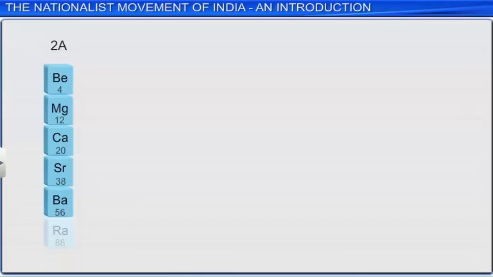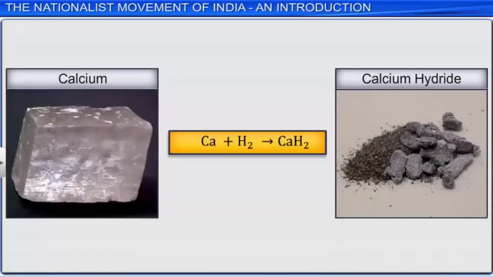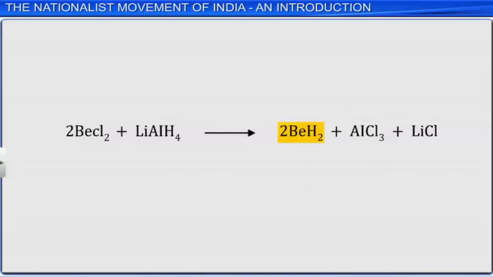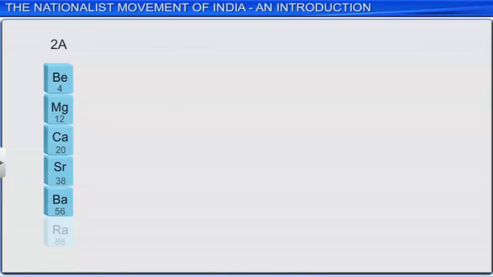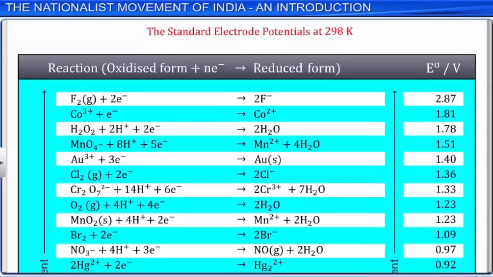All of the group 2 metals, with the exception of beryllium, react with hydrogen to form metal hydrides. The reaction involving the formation of calcium hydride is given here. Beryllium hydride can be produced by reacting beryllium chloride with lithium aluminium hydride. The group 2 metals react with acids in a single replacement reaction, releasing hydrogen gas as a product.